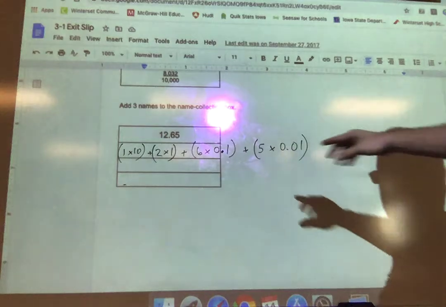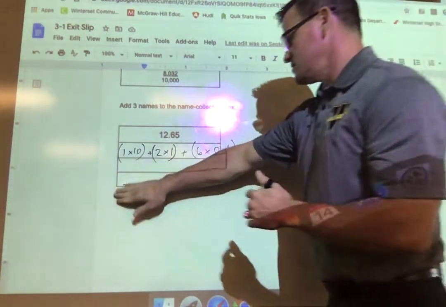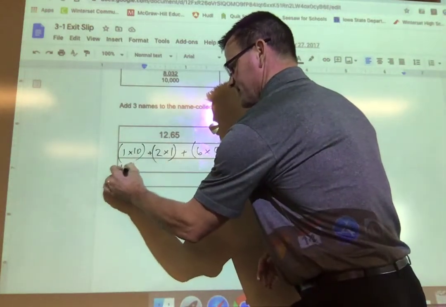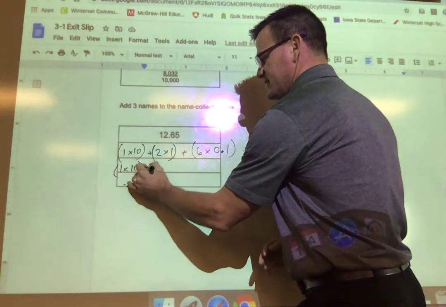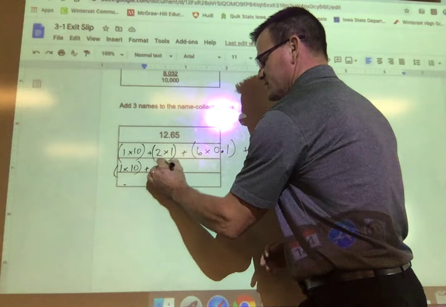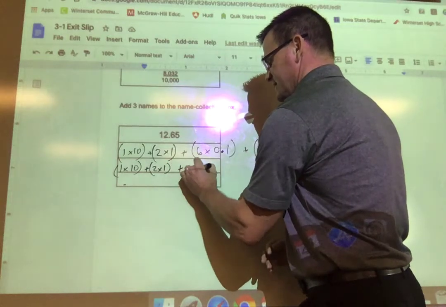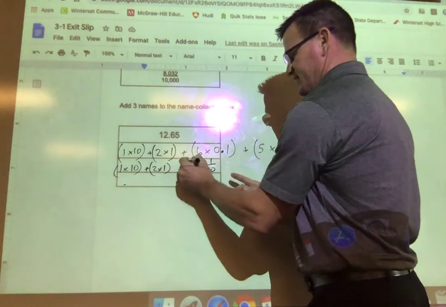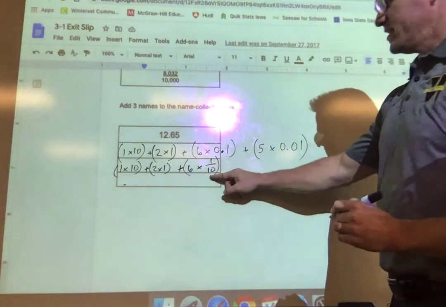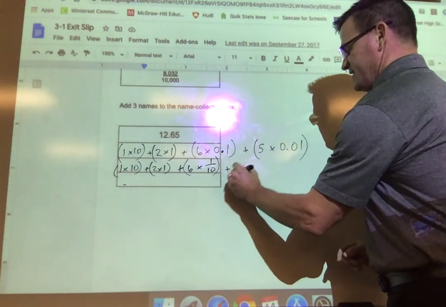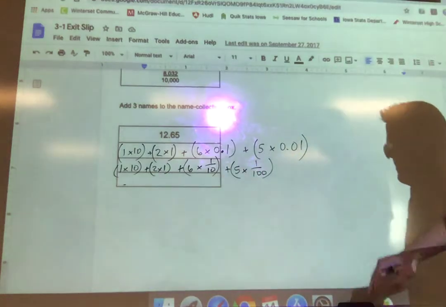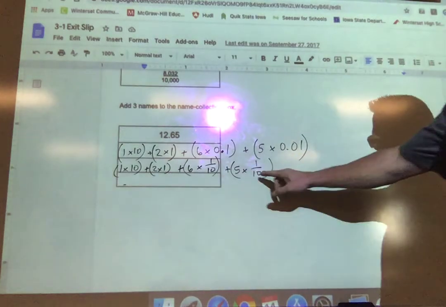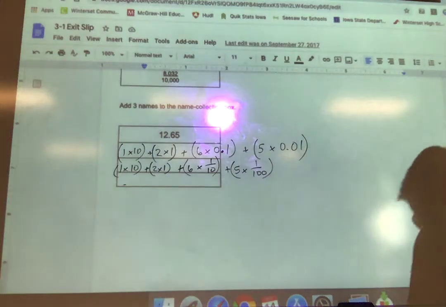You could also do this like a fraction, which would look a lot the same. Do expanded form with fractions. So the first part would be the same. 1 times the 10 column plus 2 times the 1 column plus 6 times the 1/10 column, but let's write it as a fraction. Okay, these are both 1/10 plus 5 times the 1/100th column. Both these are equivalent. One's just in decimal form, one's in the fraction form of expanded form.